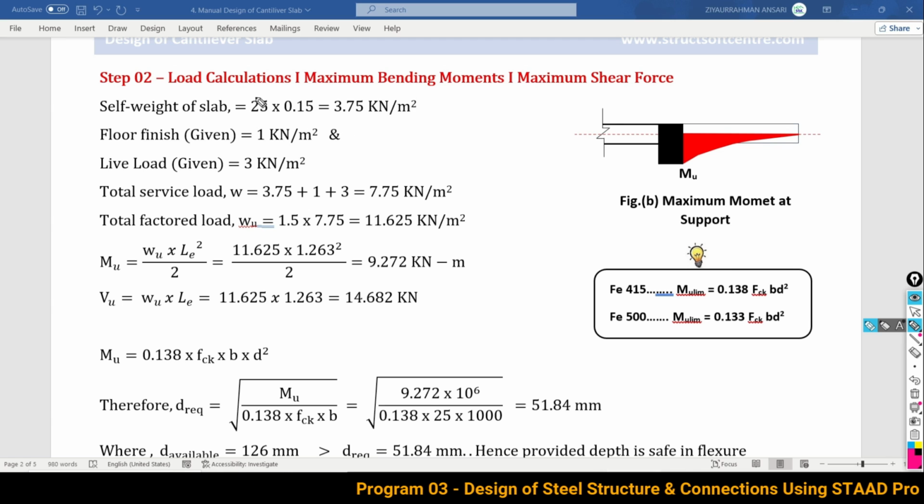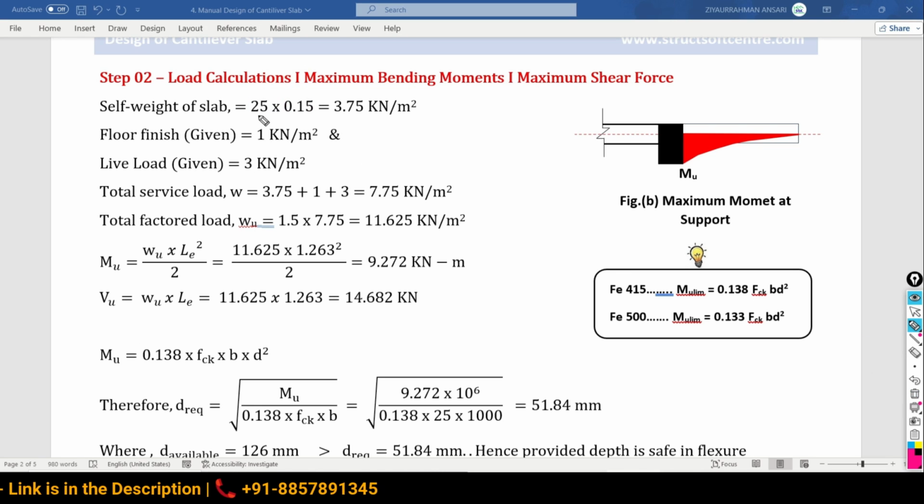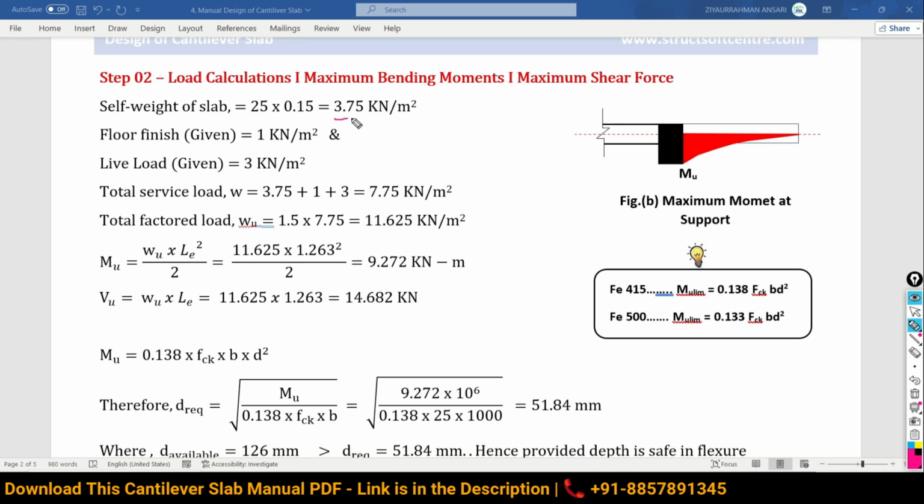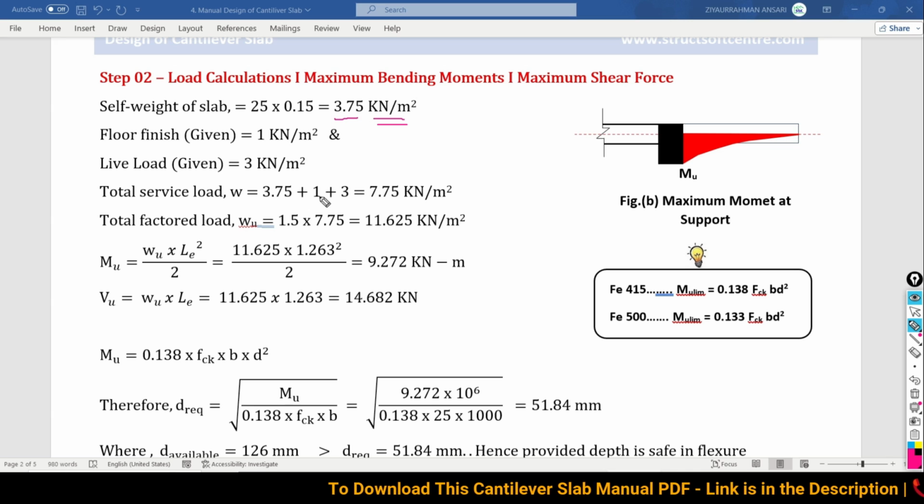Very simple: unit weight of the concrete should be multiplied by the overall depth of the slab. So we are going to provide the overall depth of the slab as 0.15 meter, and 25 is the density of your RCC material, concrete. After doing this calculation, we are getting the value of 3.75 kilonewton per meter square. This is the weight of only the slab.